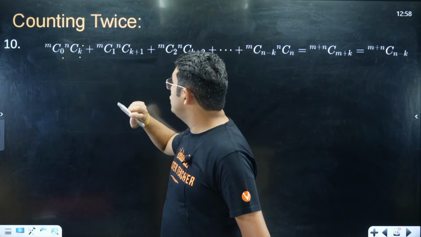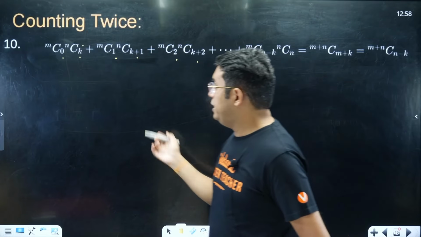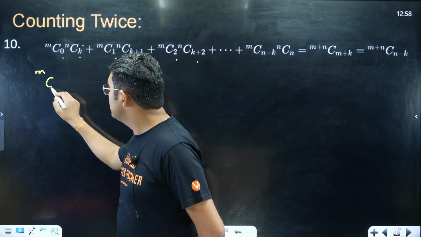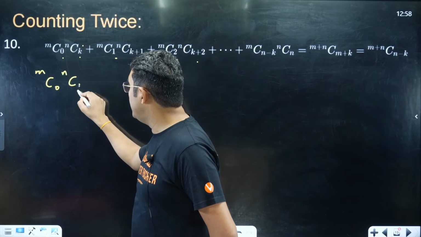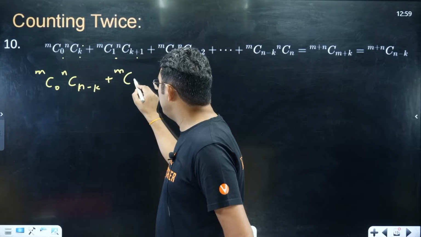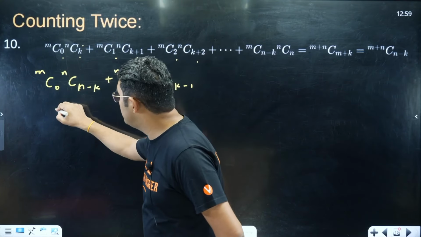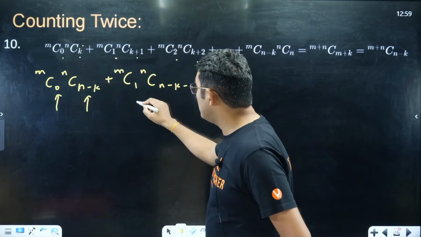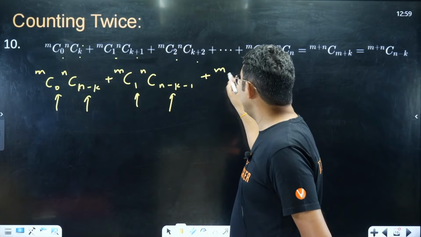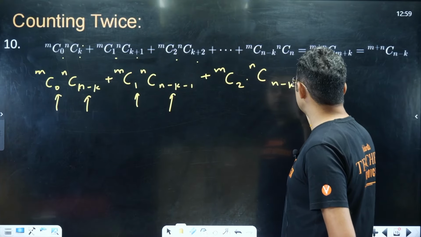And here you can see 0k, 1k plus 1, 2k plus 2, the difference is of k. And as I did in my previous result, I will be changing nCk as nC(n minus k), so that the summation here is the same, nC(n minus k minus 1). Summation of this, 0 n minus k or 1 with n minus k minus 1, they all are the same, mC2 into nC(n minus k minus 2) and so on.